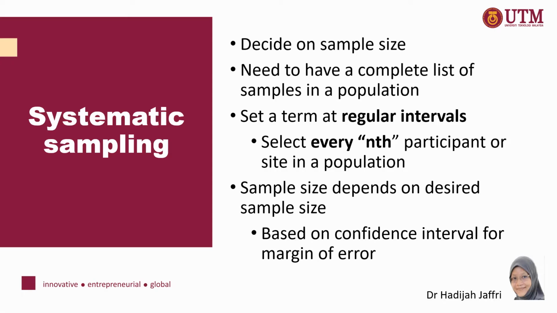The second type of probability sampling design is systematic sampling. What is systematic sampling? For systematic sampling, after we have decided on the sample size, arrange the elements of the population in some order, such as through a list of all samples. Then, we select items at regular intervals from the list. In this case, we choose every nth participant or site in the population from a complete list of samples that we have earlier until we reach our desired sample size.